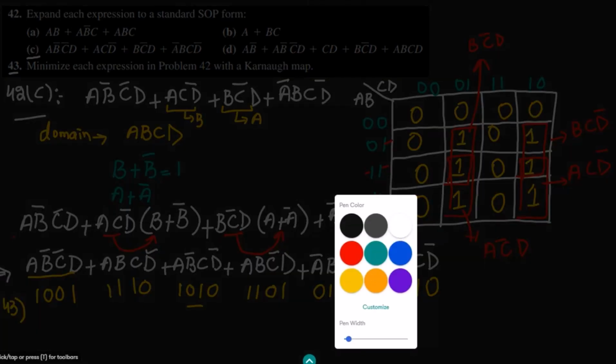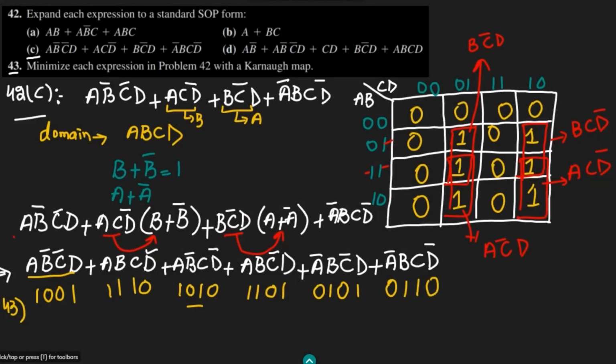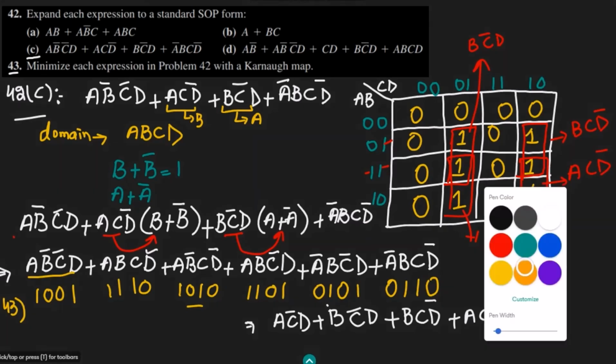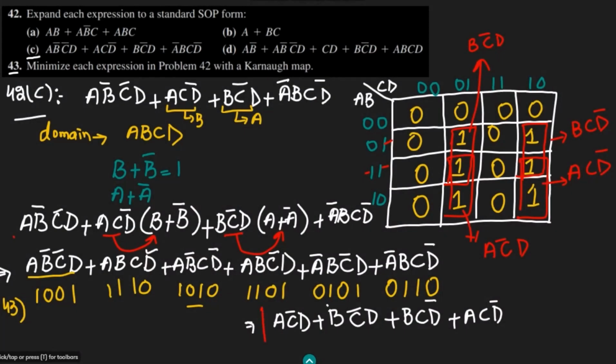So these are the terms, so let me write them here. The simplified terms are AC'D plus BC'D plus BCD' plus ACD'. So what is this? This is the simplified expression which we have obtained by using the Karnaugh map, and this is the solution for part C in question 43.